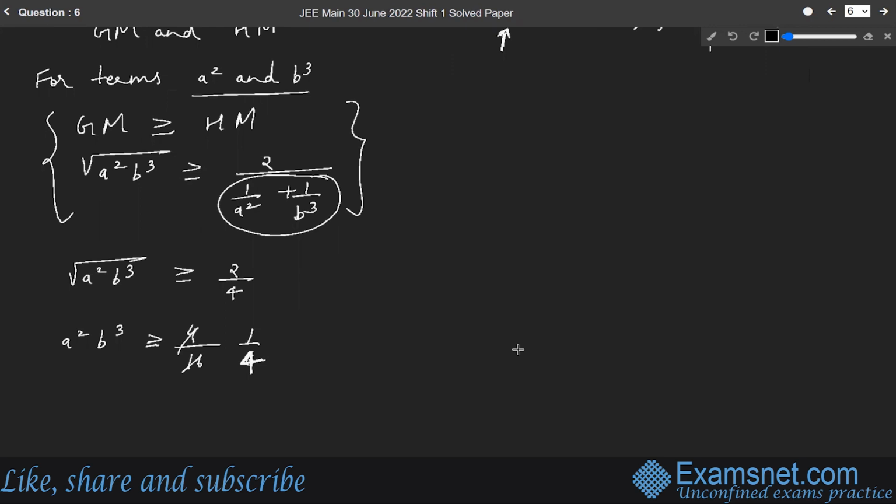Now, if we square again, okay, why do we square again? Because we know that a square into b cube whole square is a power 4 and b power 6, and we need the value of this term, okay?